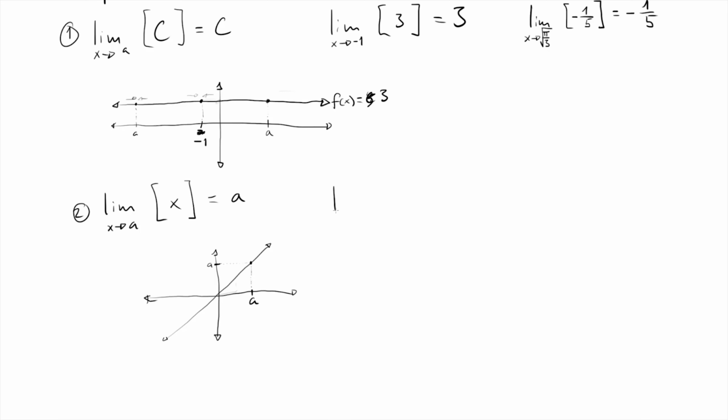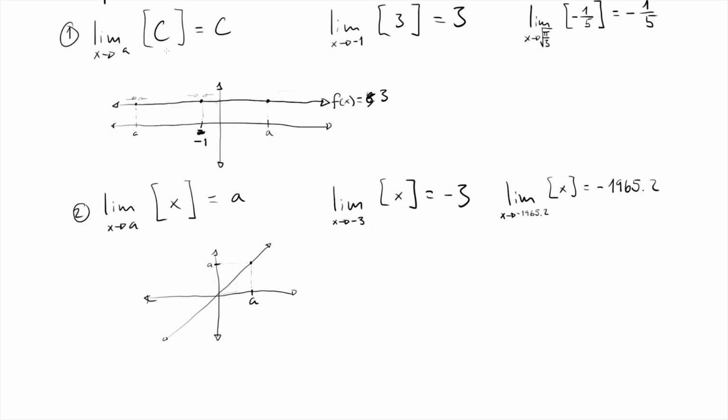Okay, so if I ask you, what is the limit as x approaches -3 of the function x, your answer is going to be -3. And if I ask you, what is the limit as x approaches negative 1965.2 of the function x, well, that limit is just negative 1965.2.